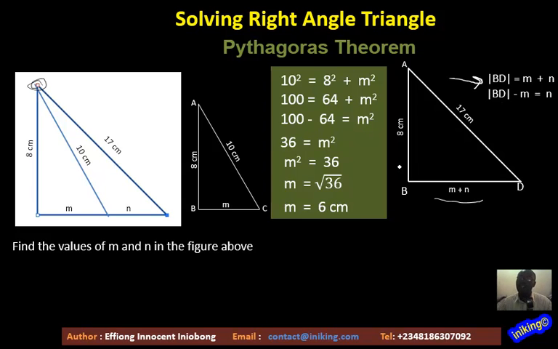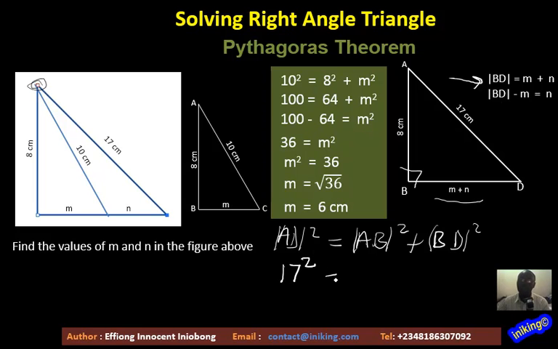So let's set out. Again, this is a right angle triangle. We've agreed that angle B is 90 degrees. Where is our hypotenuse? Oh, straightforward. I can see that AD is the hypotenuse. So you quickly put that down, that AD squared is equal to what? AB squared plus BD squared. AD is 17. So that's 17 squared is equal to 8 squared plus BD squared.